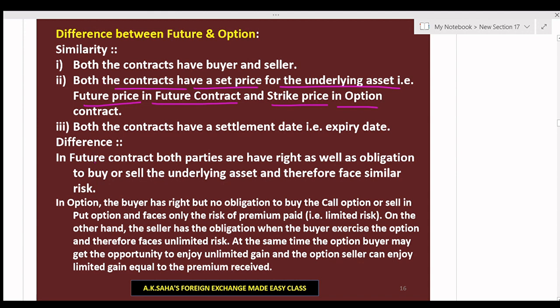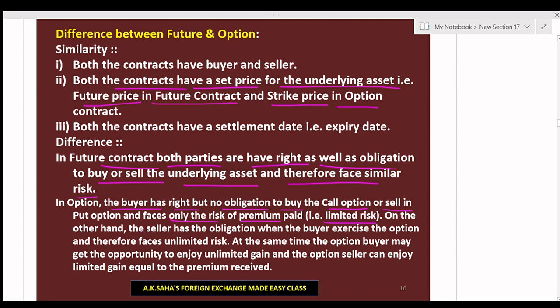Difference. In a future contract, both parties have right as well as obligation to buy and or sell the underlying asset and therefore face a similar risk. In an option, the buyer has the right but no obligation to buy in a call option or sell in a put option, and faces only the risk of premium paid, that is limited risk.